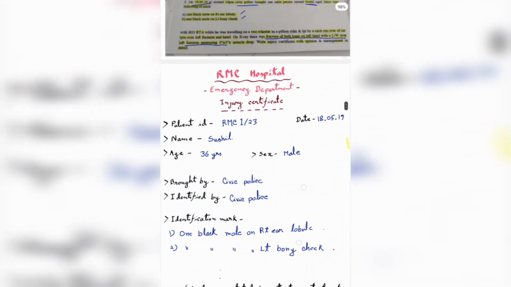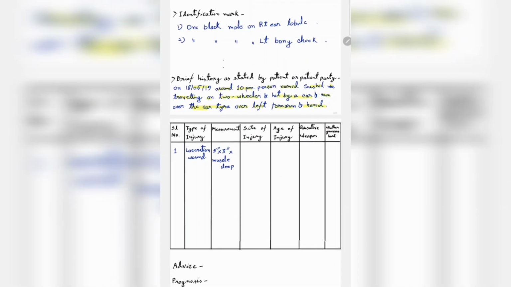Okay, and the measurement is 5 into 3 into muscle deep, means 5 inch in length, 3 inch in width, and depth is muscle deep, means it reaches up to the muscle. So we write it as it is. So we have written it.